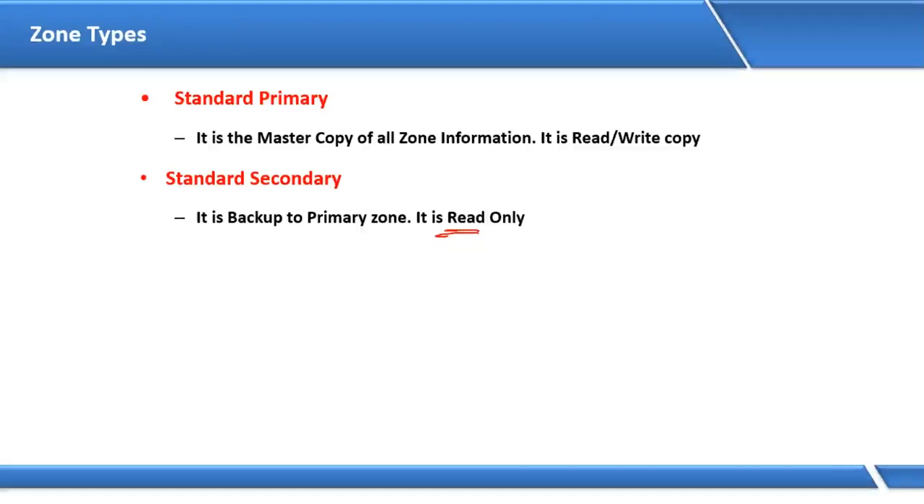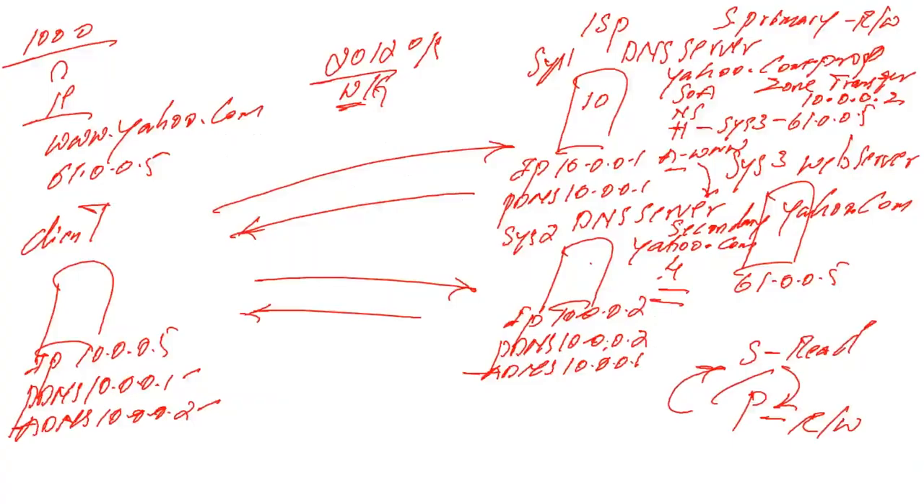But before creating standard secondary zones, first we require standard primary zones, right? If we have primary zones, then only we can go for secondary zones. So for today's session, how many machines do we require in the lab? At least we require 2. System 1, we are making the primary DNS server, and system 2, we are making the backup DNS server.